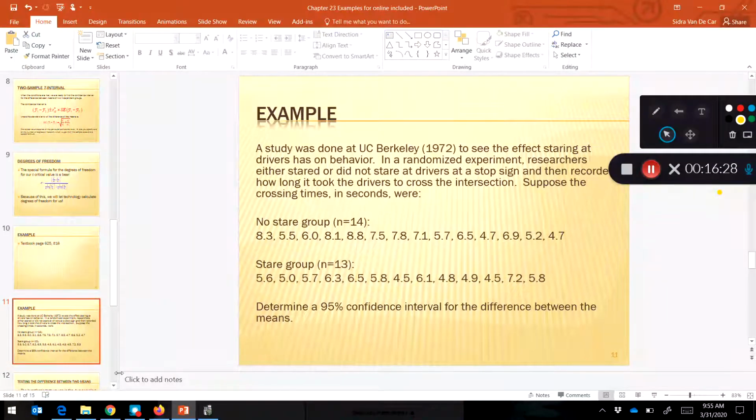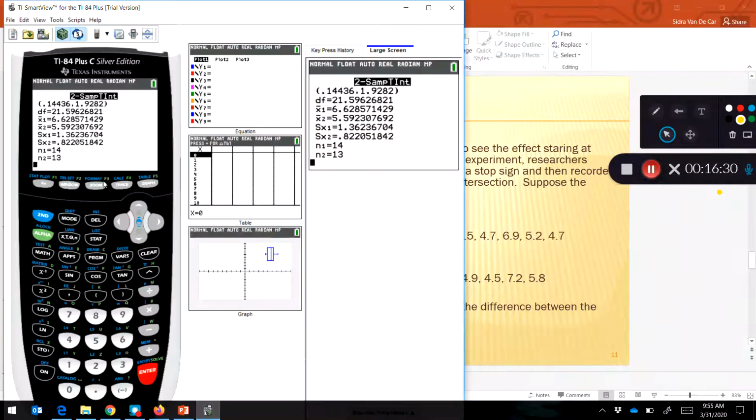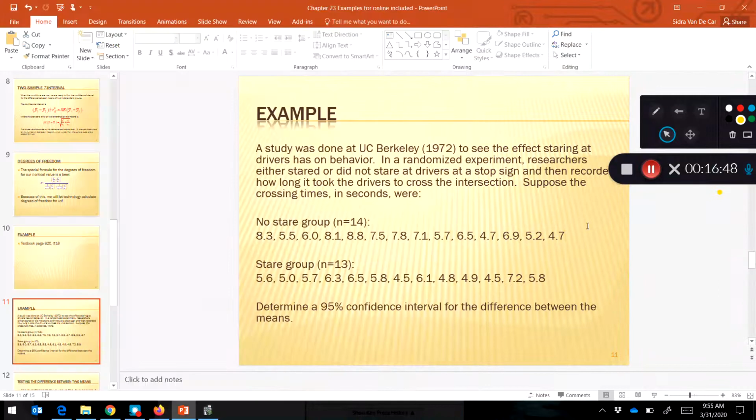Okay, how much longer? Well, we are 95% confident that it took them between 0.14 seconds and 1.93 seconds longer, that the true mean length of increase is somewhere inside that interval. Okay, guys, this gives you enough to work on for our t intervals. We'll do hypothesis tests in the next video.